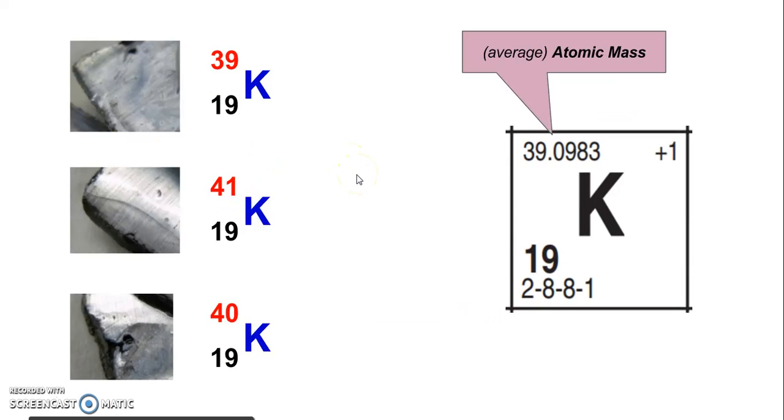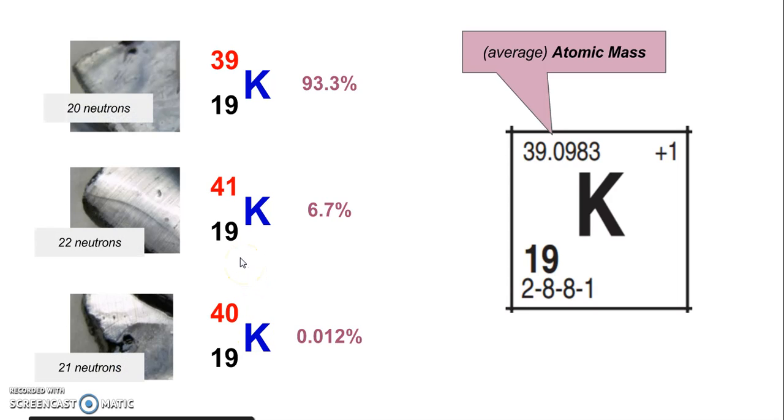Here are three isotopes of potassium, and over here is the average atomic mass of potassium. Some potassium might be K39, some might be K41, some might be K40. In fact, 93.3% of the potassium in the world is K39. 6.7% of the potassium in the world is K41, and only 0.012% of the potassium in the world is K40.